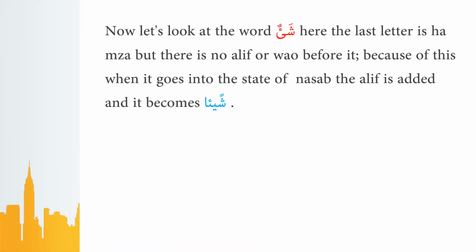Now, let's look at the word shay'un. Here, the last letter is hamza, but there is no alif or waw before it. Because of this, when it goes into the state of nasab, the alif is added and it becomes shay'an.